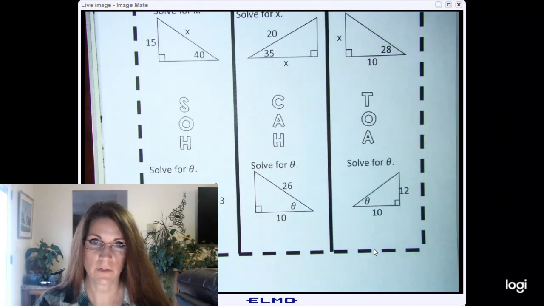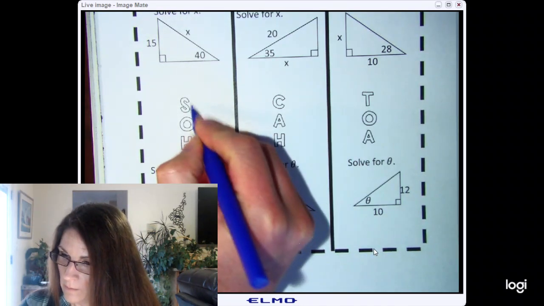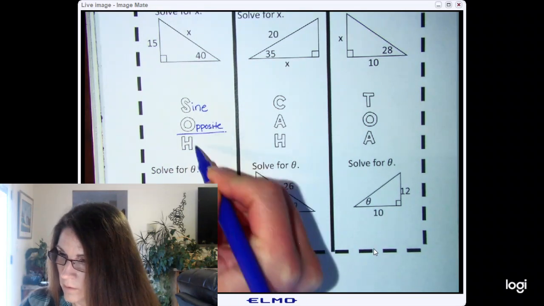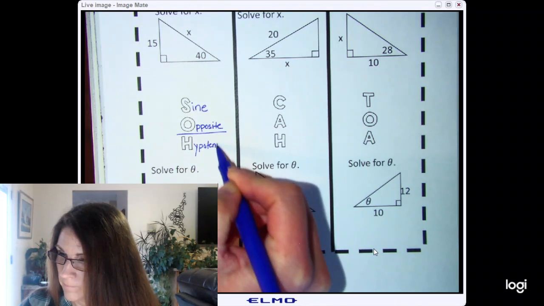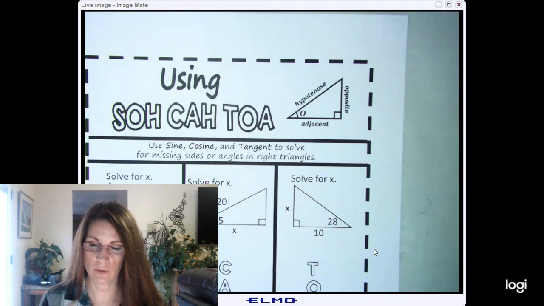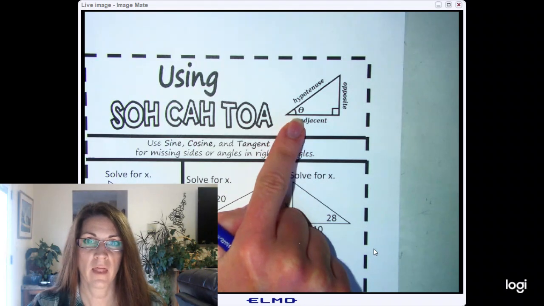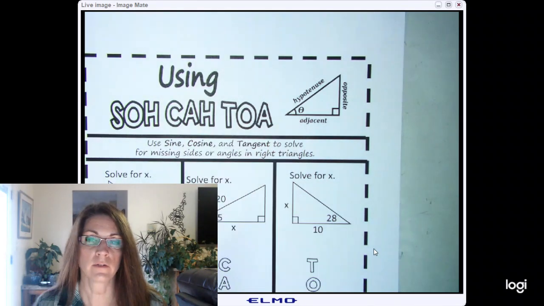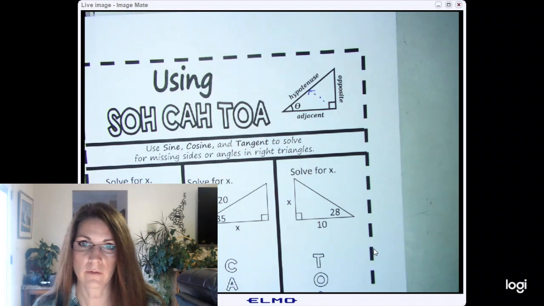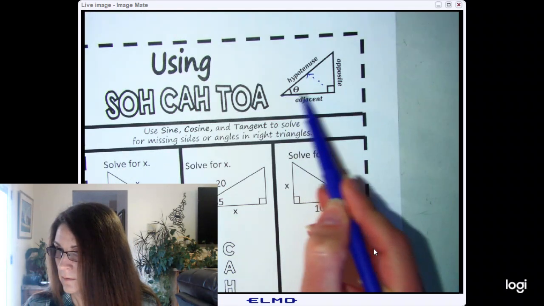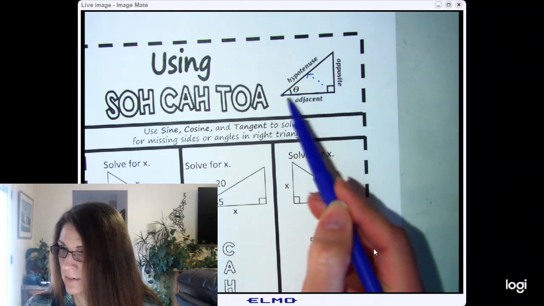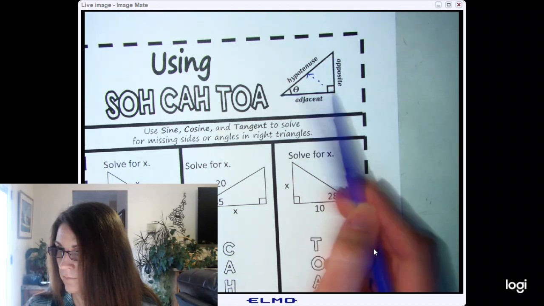S stands for sine, and it is opposite over hypotenuse. And then we need to remember to pay attention to whatever angle they give us. Remember, we use theta usually instead of x when we're talking about an unknown angle. Hypotenuse is always the hypotenuse. It is directly opposite of the 90-degree angle. Adjacent is one of the rays that the angle shares. Over here, opposite side, it doesn't share either of those pieces.